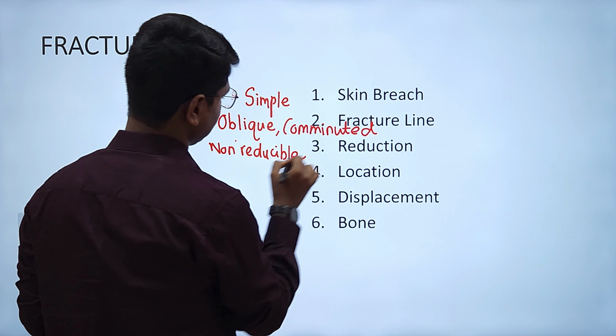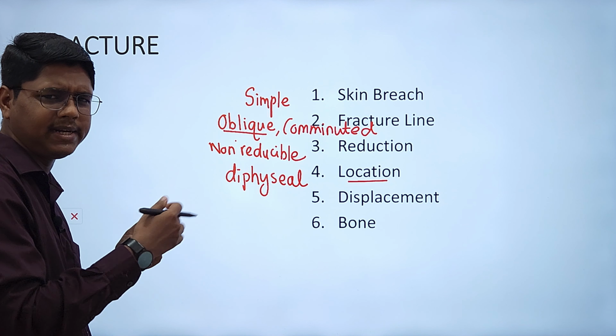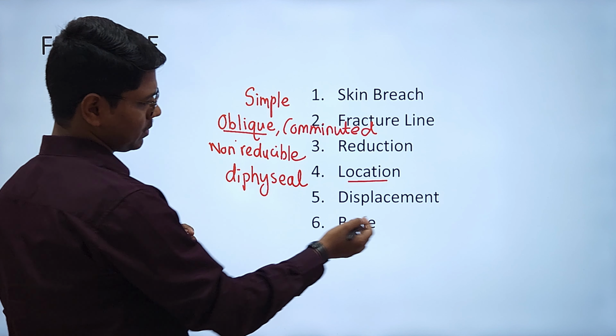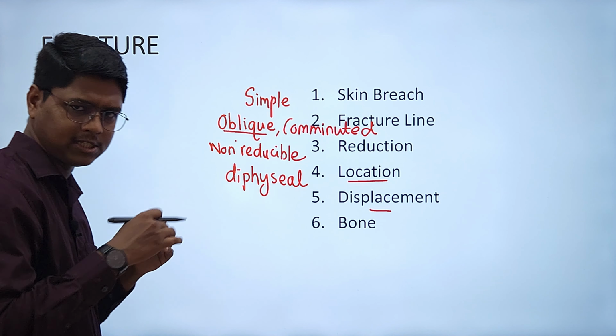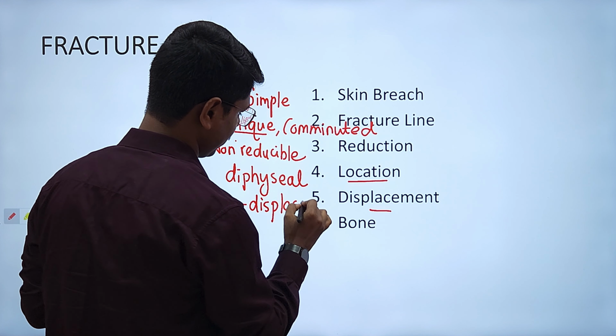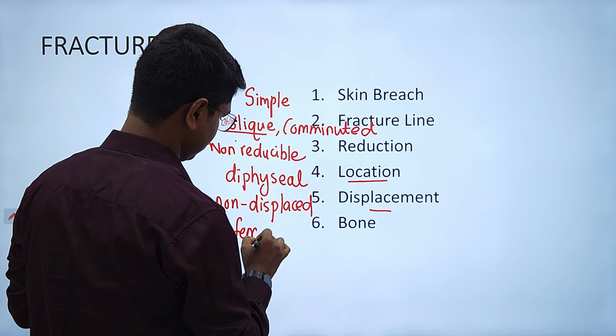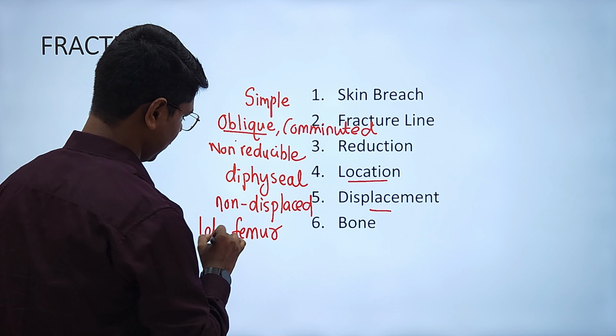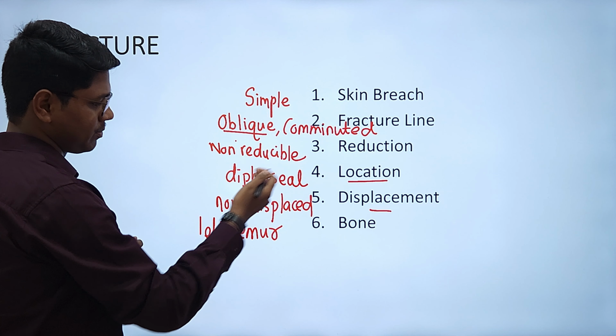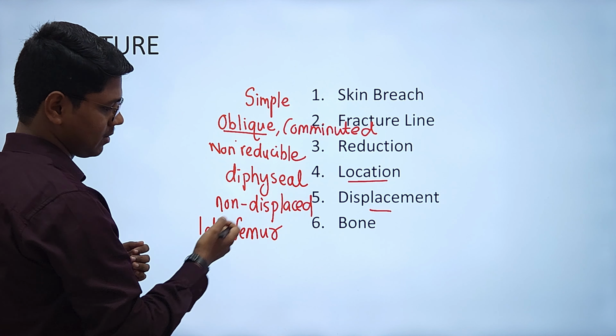Then on the basis of location, whether metaphyseal, diaphyseal, epiphyseal, or even physeal fracture. Suppose it is diaphyseal. Sometimes you can further classify it as mid diaphyseal, proximal diaphyseal, like that. Then on the basis of displacement, whether it is displaced or not. Suppose it is non-displaced. Then the bone, suppose it is femur, either left or right. So: simple, oblique, comminuted, non-reducible, diaphyseal, non-displaced, left femur fracture. Like this you have to write the fracture.